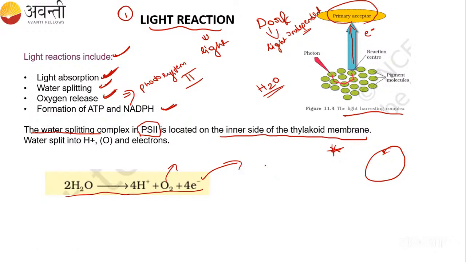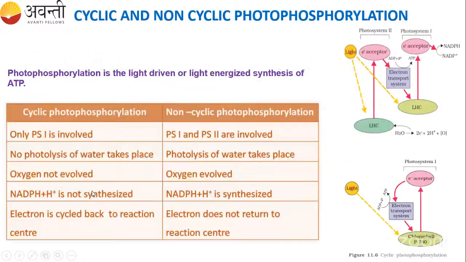In the exam, they ask what the products of the light reaction are. The products of the light reaction are oxygen, ATP and NADPH. Okay, kindly go through this. Okay, so let us talk about cyclic and non-cyclic photophosphorylation. What do you mean by cyclic photophosphorylation, guys? Can anyone tell me what you mean by cyclic photophosphorylation?